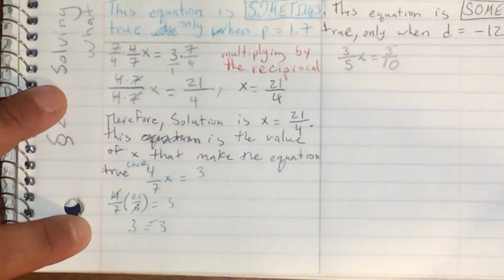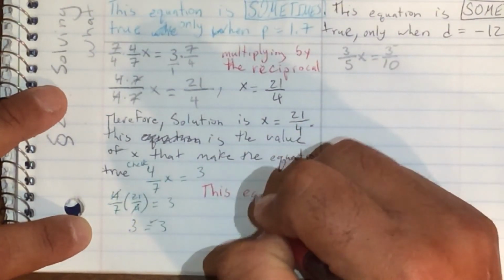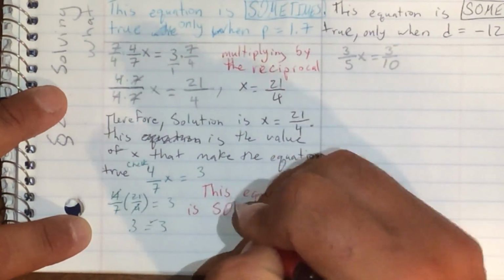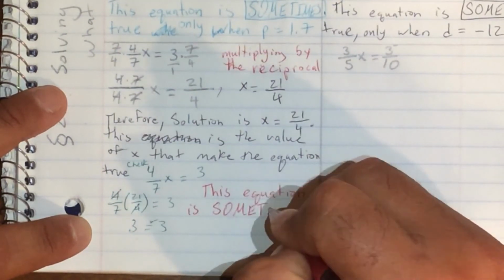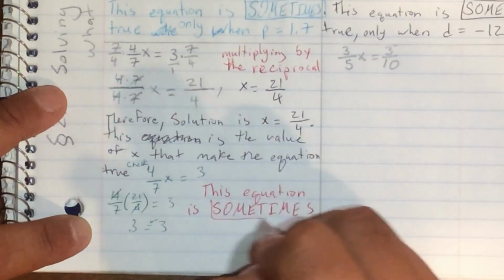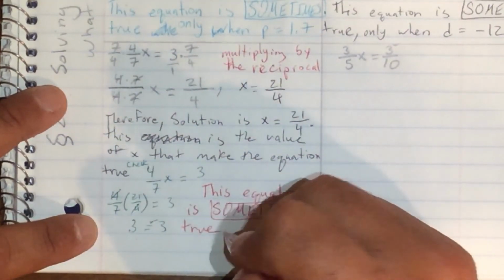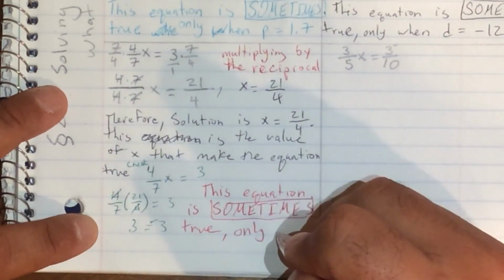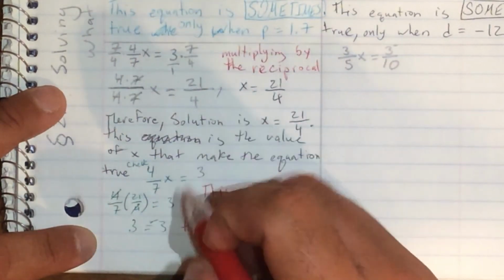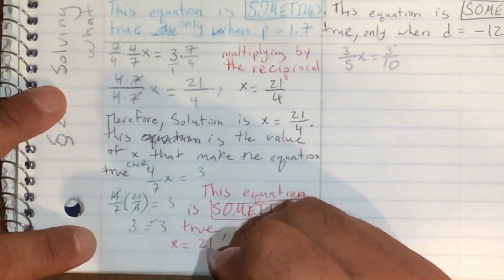So let's try this color. So this equation is sometimes true, only when, and that was where our x is equal to, where is it at, 21 over 4.